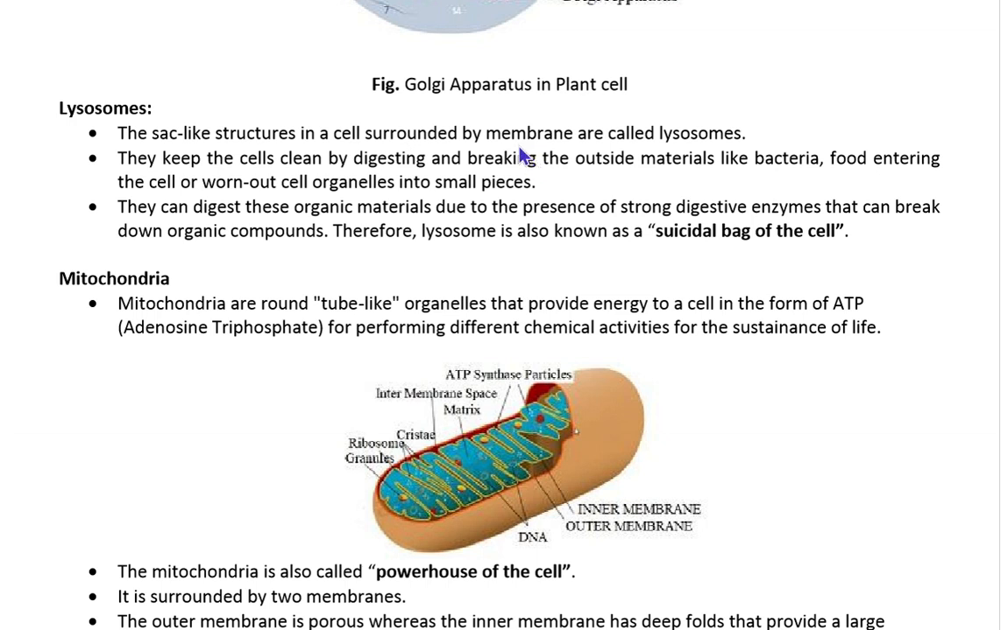But sometimes what happens is, because of any physical damage, the cell gets damaged. In that case, the lysosome may burst and the enzymes present in the lysosome can digest its own cell. So that's why it is also known as the suicidal bag of the cell.